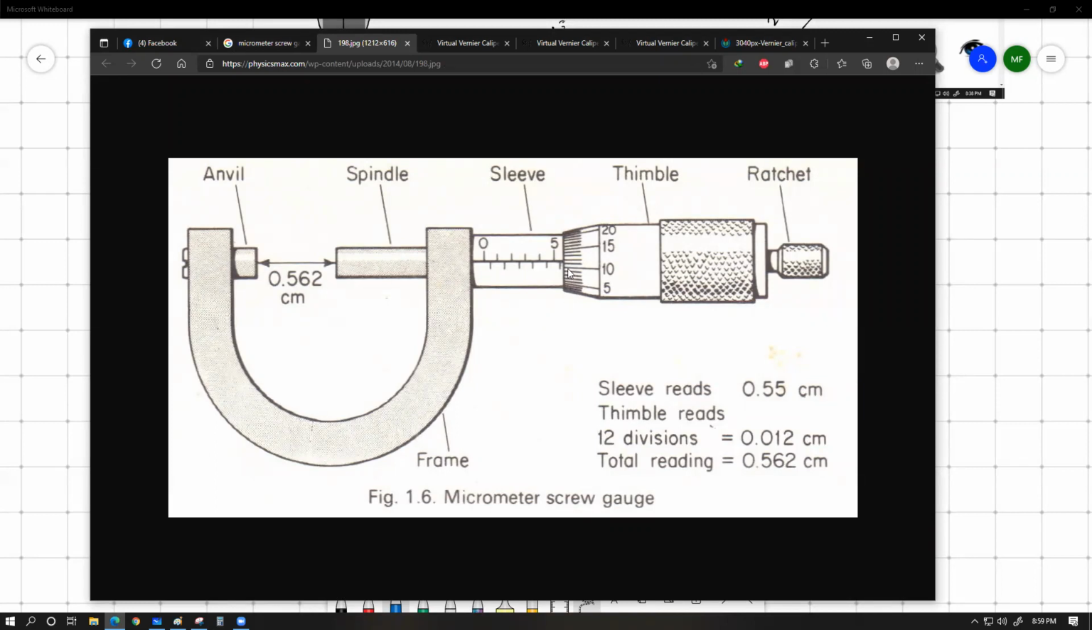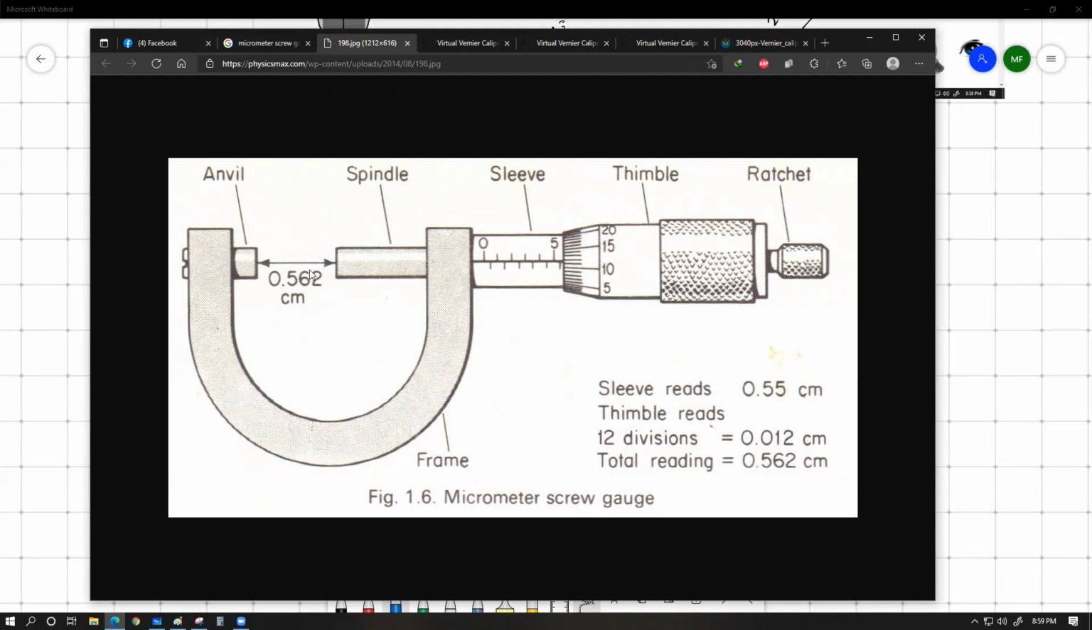And on the circular scale, we usually have 50 divisions, and this is what is called the thimble. This is the thimble scale, or sometimes we call it the circular scale. And this is the ratchet. There is a small auto lock mechanism, sometimes called a clicker. The ratchet is used to place the object over here.